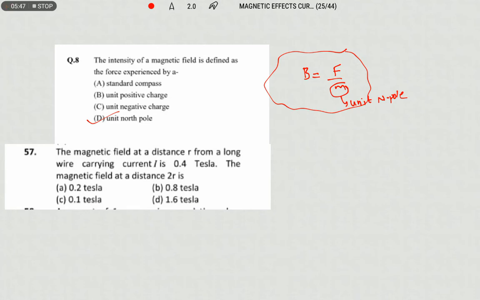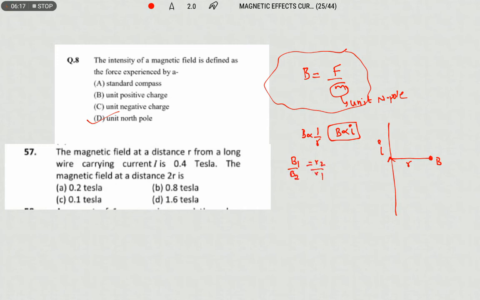So according to Ampere's rule, we studied that the magnetic field strength due to a straight current carrying conductor at a distance r from it is inversely proportional to distance and directly proportional to current. Here there is no change in the current, they are changing only the distance. Therefore we can write B1 by B2 is equal to R2 by R1.